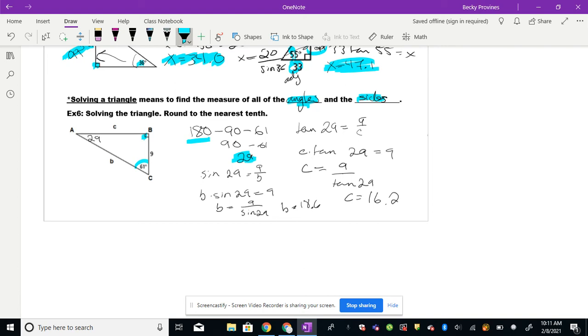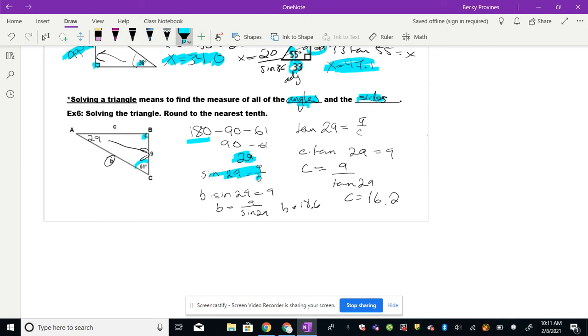Now let's set up and find the rest of the side lengths. I chose to start with angle A. You could start with angle C. Either way, you're going to get the right answers so long as you set the ratio up correctly. So let's do sine of 29. Sine means opposite, because we have that 9. We need to use that because we don't know the other side lengths, over hypotenuse. So we're going to have 9 over b. Sine of 29 equals 9 over b.